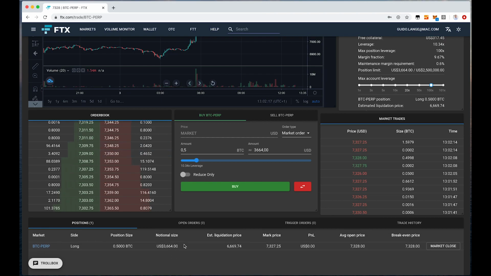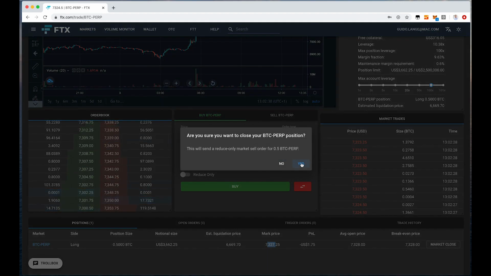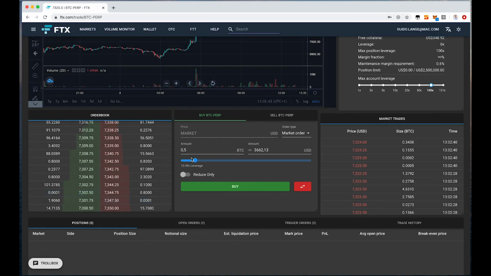And here you can see the size, the liquidation price. So the liquidation price is basically if the price for one Bitcoin drops to 6,669, then you will get liquidated. Here you can see the current price, and you can see your profit and loss. And you can, of course, close your position every time. Just click market close. And now it's closed again. That's the way if you want to long a contract.